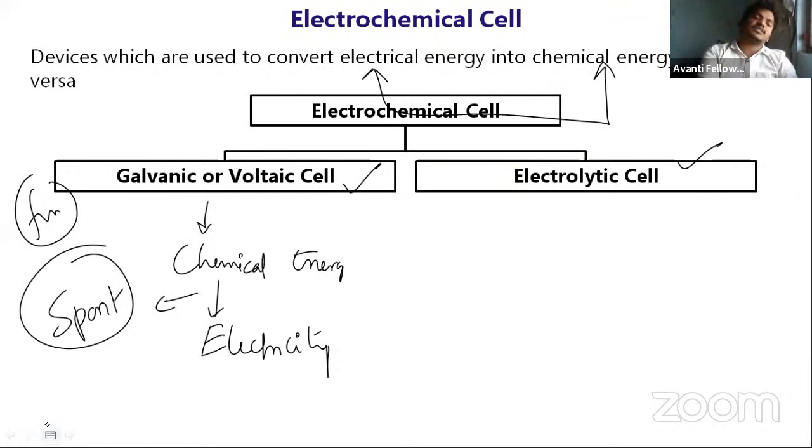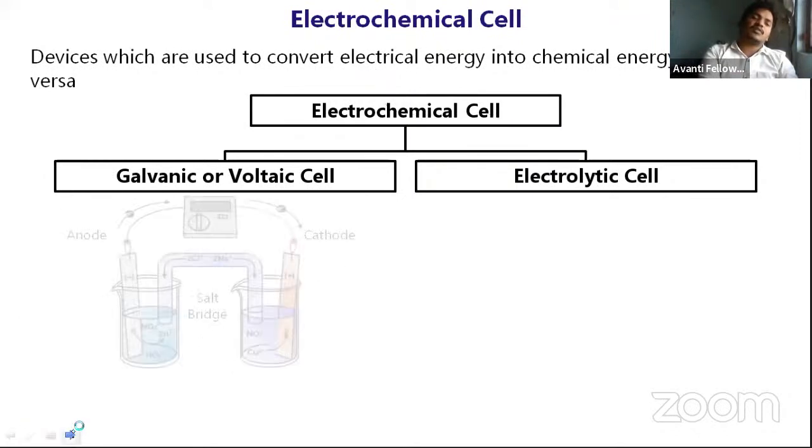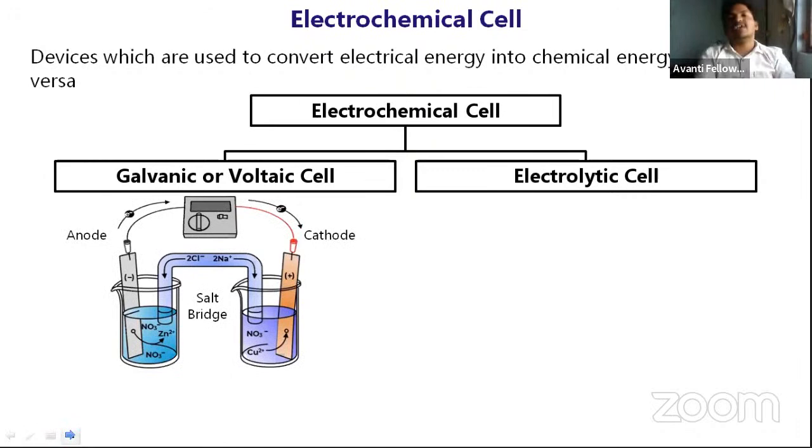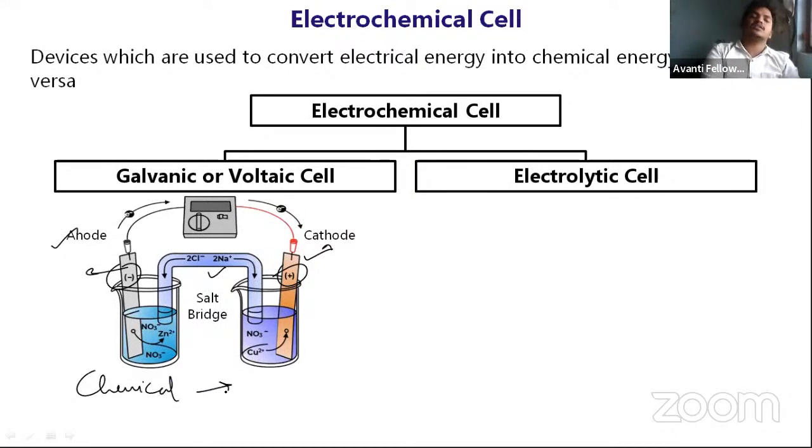Next we discussed galvanic cell. This is how the basic setup of a galvanic cell looks. You have two beakers and a salt bridge. One metallic plate you call the anode, and the other metallic plate you call the cathode. Why the charge is negative or positive on the anode, I'll explain when I discuss galvanic cells in depth. But now I am classifying. A galvanic cell is used for converting chemical energy to produce electricity.